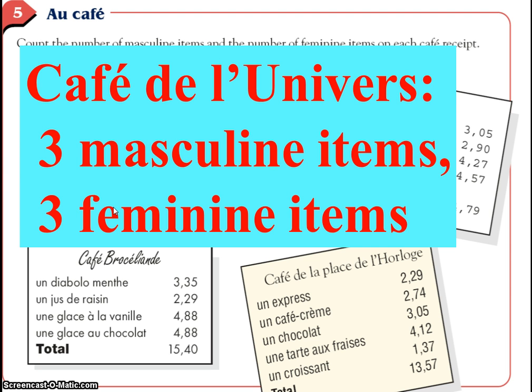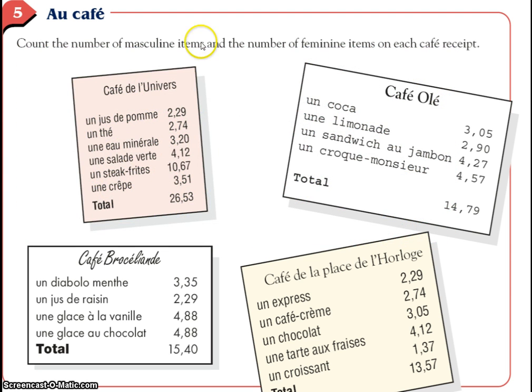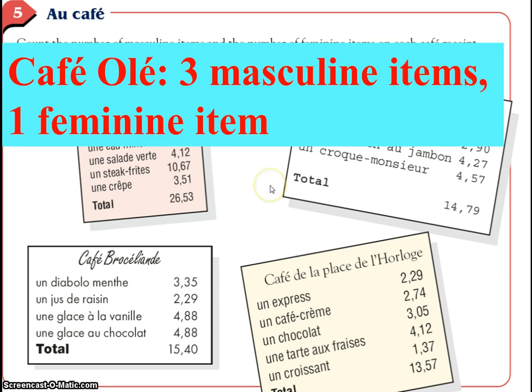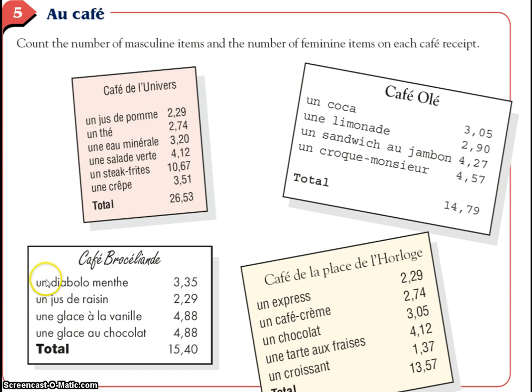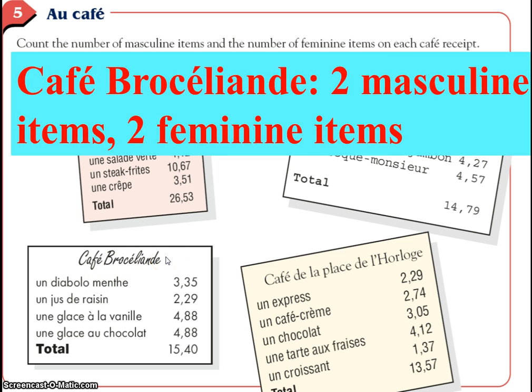Three masculine, three feminine. Very good. Good job. Let's go for the next one. We have one, two, three masculine, un, and one feminine. Let's check it. Three masculine and one feminine. Very good. Let's check the next one. We have un diablo menthe, un jus de raisin. Ça fait deux. And then une glace à la vanille, une glace au chocolat. Ça fait deux. So two and two. Very good. Let's go for the last one.